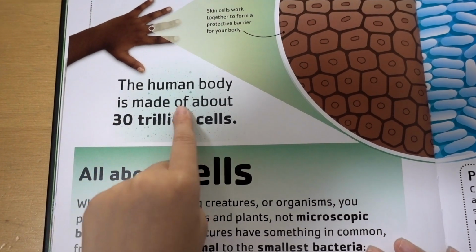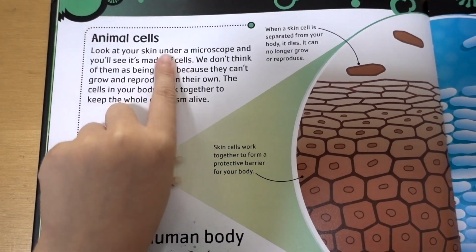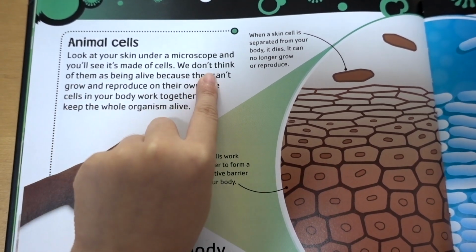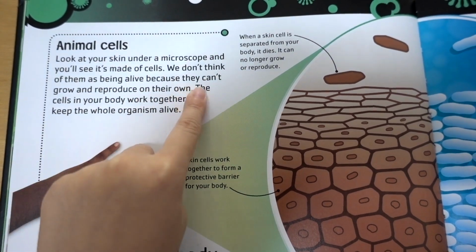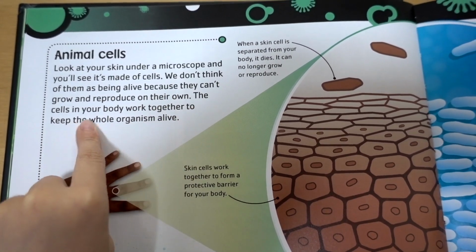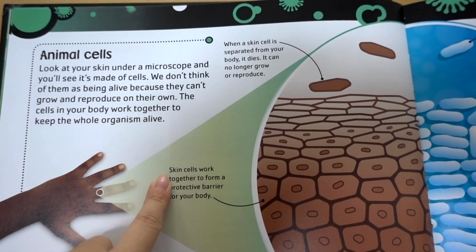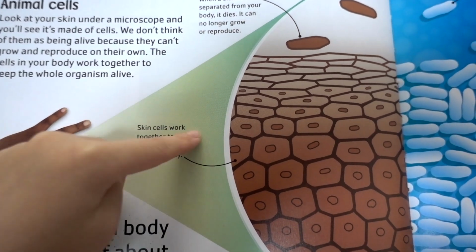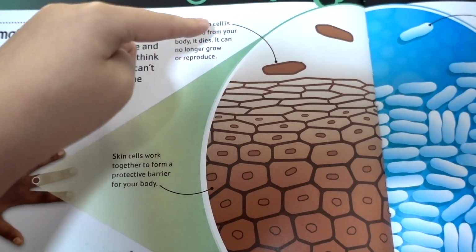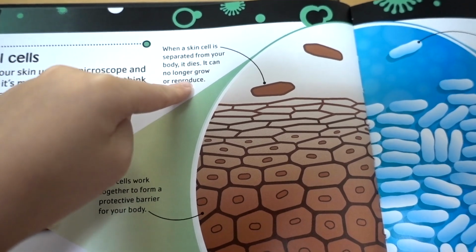The human body is made of about 30 trillion cells. Animal cells. Look at your skin under a microscope and you'll see it is made of cells. We don't think of them as being alive because they can't grow and reproduce on their own. The cells in your body work together to keep the whole organism alive. Skin cells work together to form a protective barrier for your body. When a skin cell is separated from your body, it dies. It can no longer grow or reproduce.